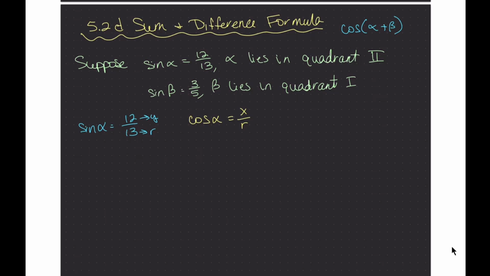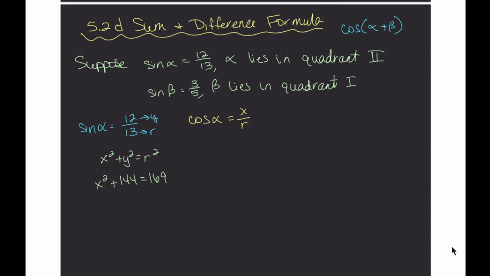X. Anybody remember how to find x? X squared plus y squared equals r squared. Boom, you got it. We do our equation of a circle. We don't know what x is, so x squared plus y squared, where y is 12 squared, is 144. And our r is 13, and r squared is 169.